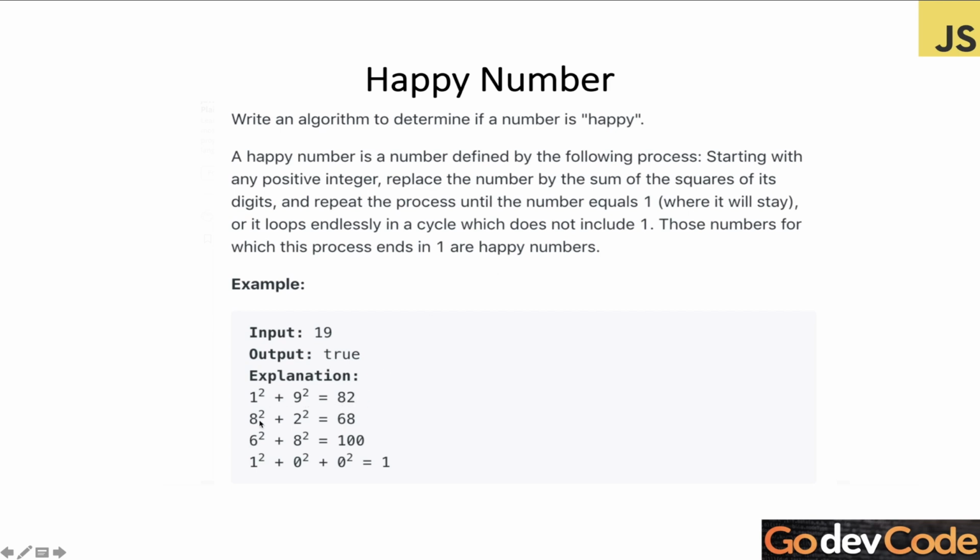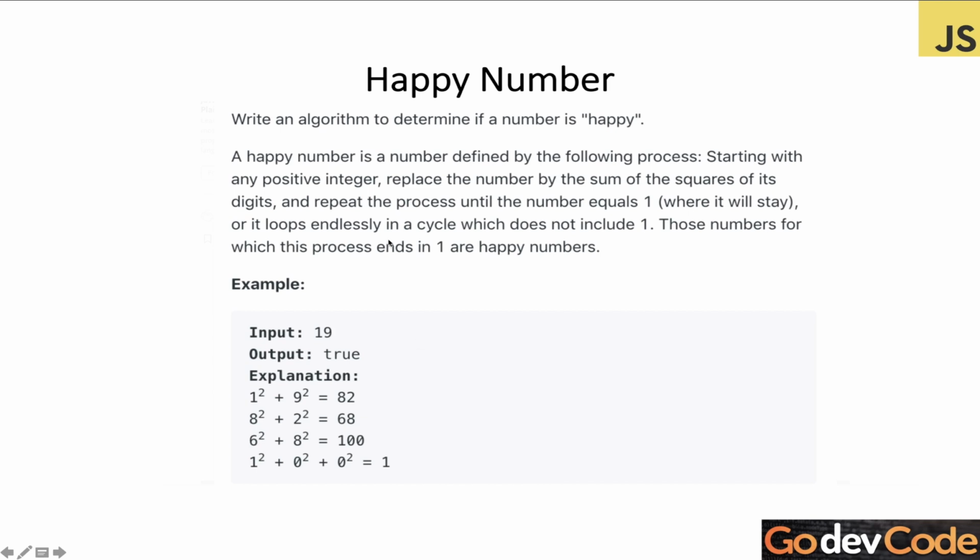That's why for the next step, we need to run this process again. We take the square of 8 plus the square of 2, which equals 68. Still, it's not a happy number, so we rerun it again: the square of 6 plus the square of 8 is 100, and 100 consists of 1 and two zeros. The square of 1 is 1, the square of 0 is 0, and the other 0 is 0, so it equals 1. In this case, we can determine that the number 19 is actually a happy number.